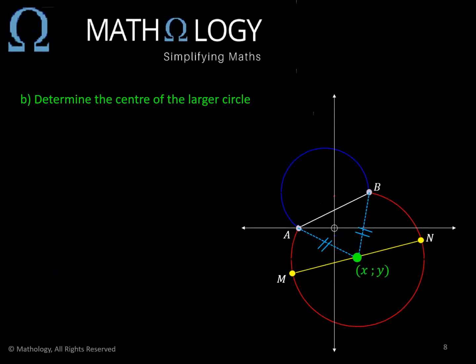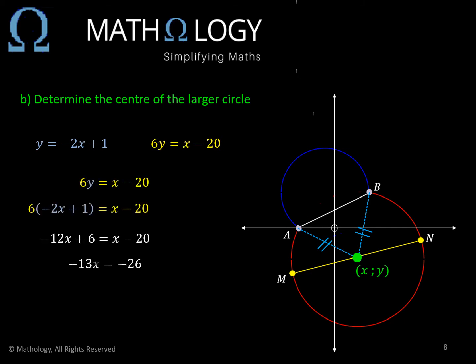We can now equate the expression y equals minus 2x plus 1 to the expression 6y equals x minus 20 and solve the 2 equations simultaneously. The center of the circle is therefore the point 2, minus 3.